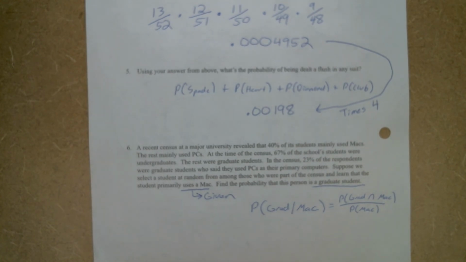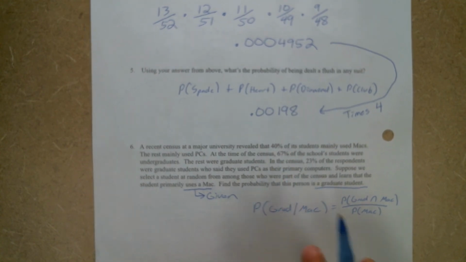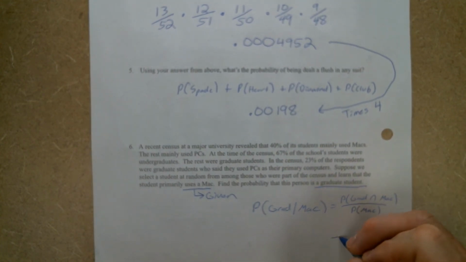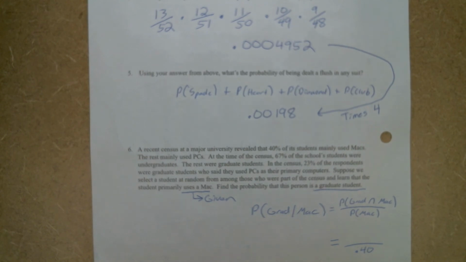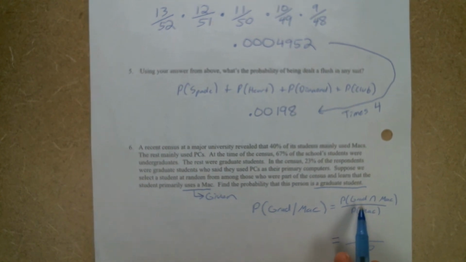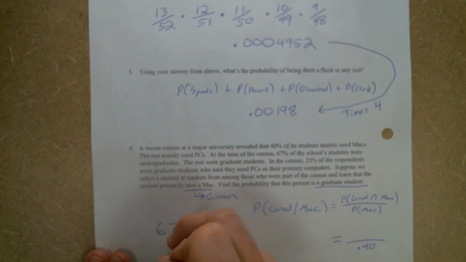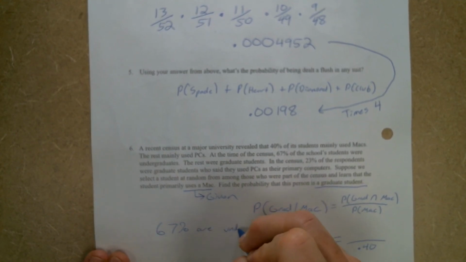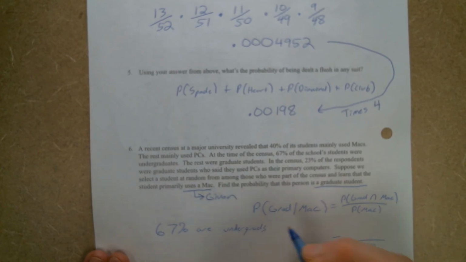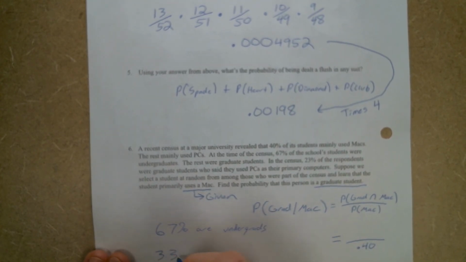Now, the first part is super easy. The probability of using a Mac, they tell us that 40% of the population uses a Mac. So we know that 40% of our population is using a Mac. Now, as far as this part up here, well, it tells us that 67% are undergrads, which must mean that 33% are graduates.